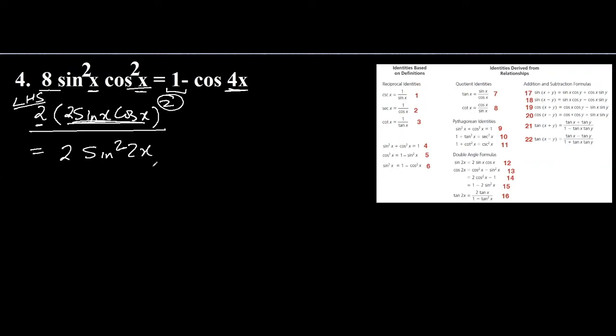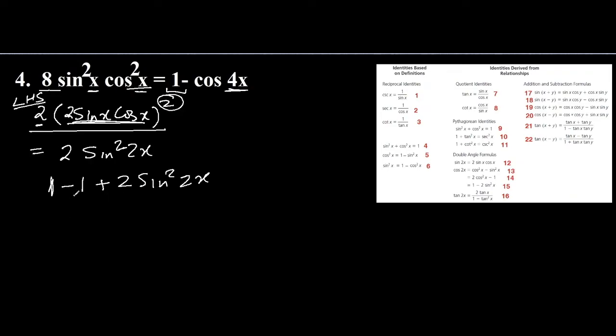But still, there is no match with what is on RHS. There is one extra here. What about this? If I write 1 minus 1 plus 2 sine square 2x. I am forcibly trying to reach 4x, okay? So what I did, I added 1 minus 1, which is 0. I added 0, kind of, right?